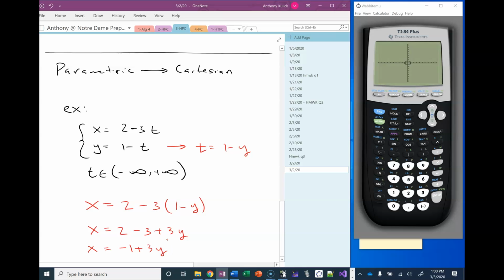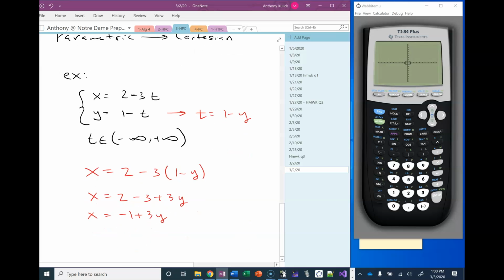Is that the form we usually write our Cartesian function in? No. What do we really want it to look like? Y equals. But that's not hard, right? We can just add the 1 over and then divide by 3. So now we're in Cartesian form. For this one.